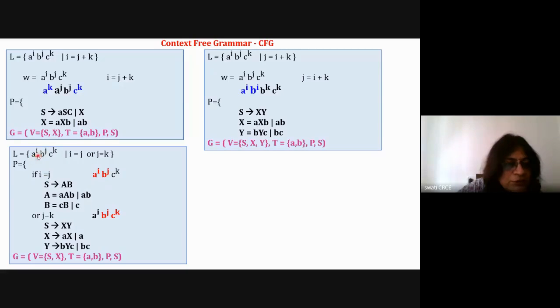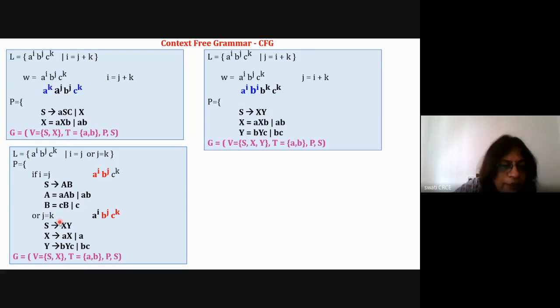So if I is equal to J, then they are the same. A and B are the same. A raised to I, B raised to J. This particular left part is the same. So I'll say that S is equal to A and B. Okay. Now for A, I am writing the rule as capital A. This is A raised to N, B raised to N. So A, B, or AB to stop the recursion. And for capital B, it is C raised to K. So it will be CB or C. And here there is a condition that they are greater than or equal to 1.